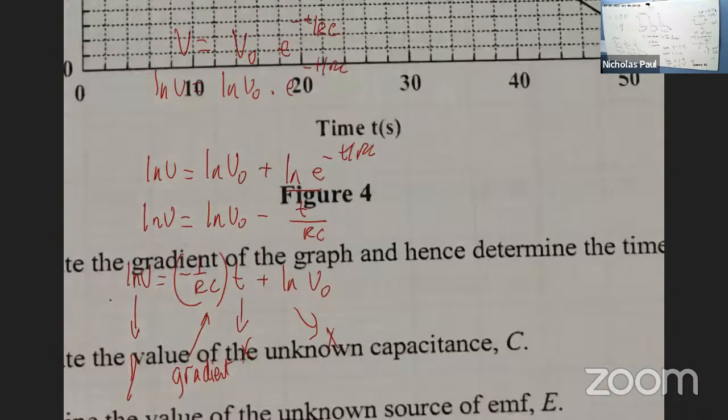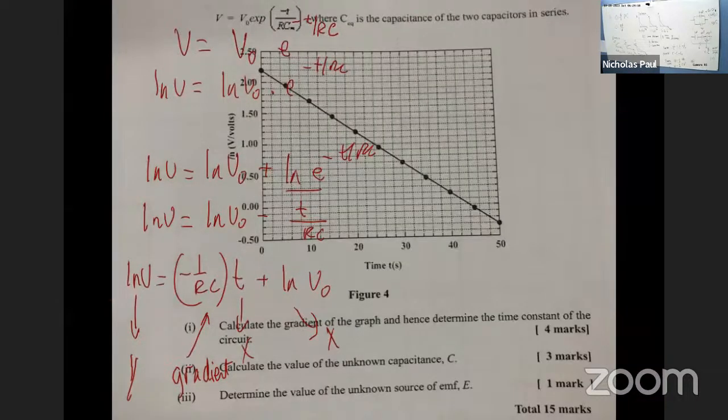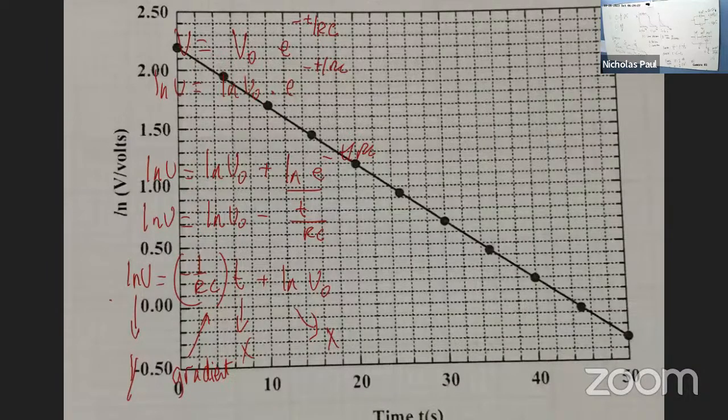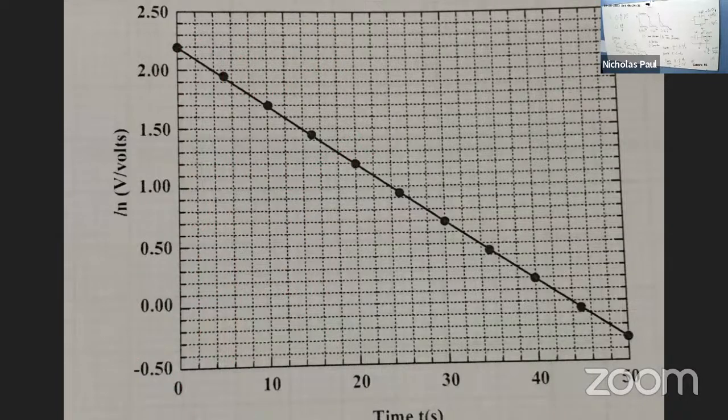Part one, find the gradient, and then find the time constant. What is the time constant again? RC. Right. We have 6 minutes to read it off and answer it. All right, I'll help you. The first value, x is 0, y is 2.2. So I'll give you the values: 0, 2.2. And the next value down here is 50, minus 0.2. Some of the gradient, please.